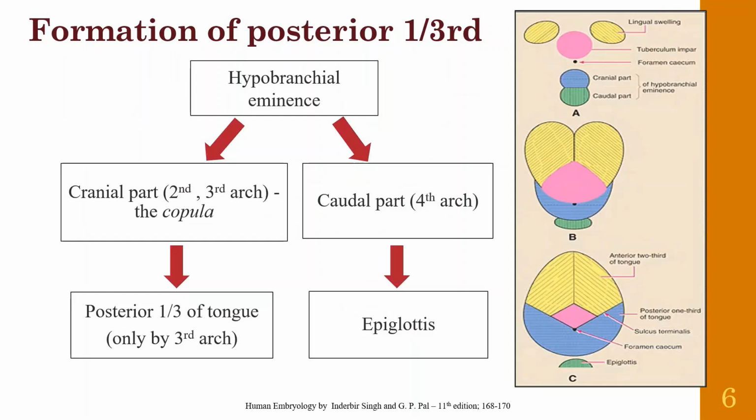The formation of the posterior one-third. The hypobranchial eminence gives rise to two parts. The second and third arch forms the cranial part, of which only the third arch gives rise to the posterior one-third. The fourth arch forms the caudal part, which gives rise to the epiglottis. The two lingual swellings and the tuberculum impar fuse to form the anterior two-third of the tongue.